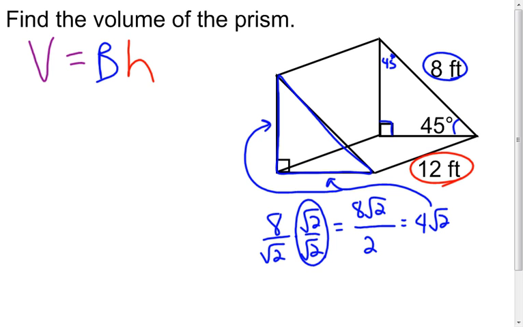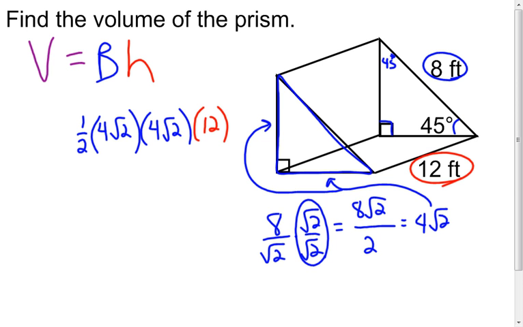So for my area of my base, it's a triangle, so I'm going to do 1/2 times the base of the triangle, which is 4 root 2, times the height of the triangle, which is 4 root 2, and then multiply this by the height of the prism, which is 12. Now what I'm going to look at here is root 2 times root 2 is 2, and then times 1/2 is just 1. So everything I have circled in purple is essentially gone. And now I can do 4 times 4, which is 16, and then take the 16 and multiply it by the 12.